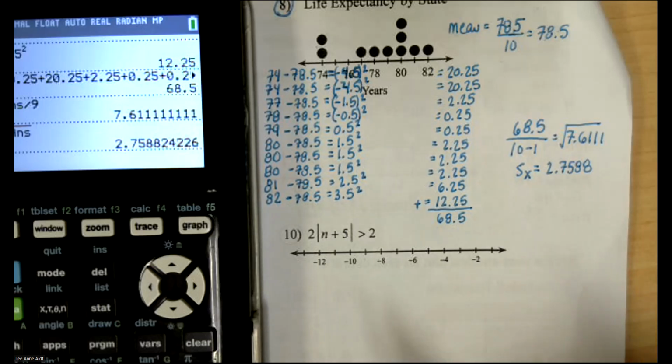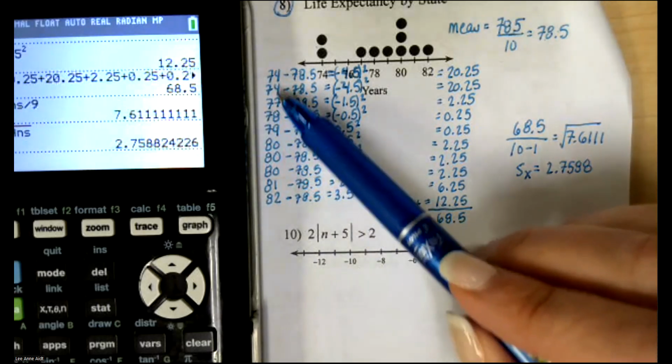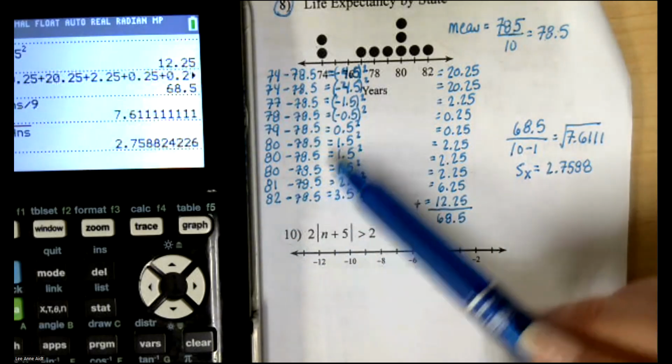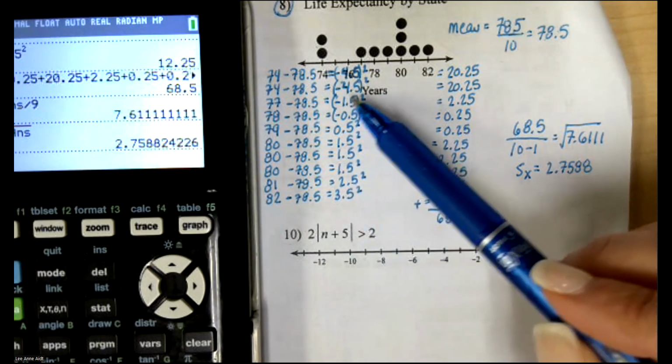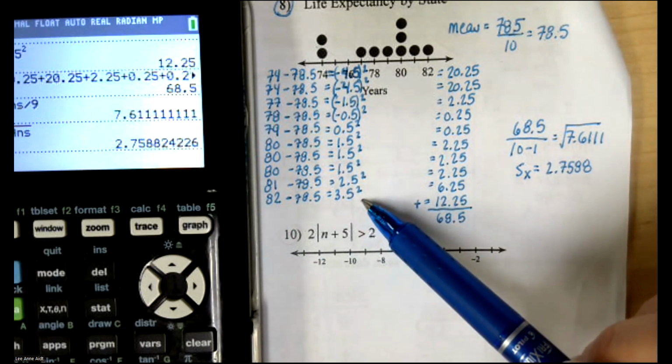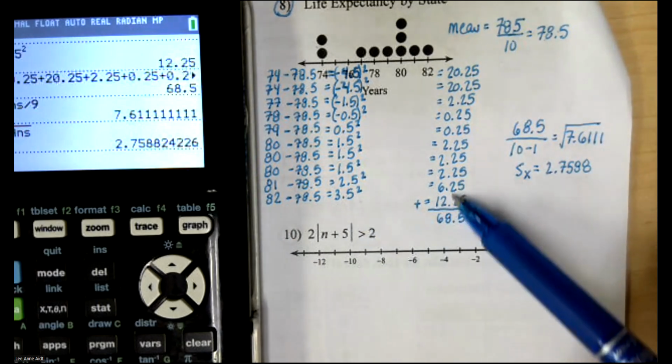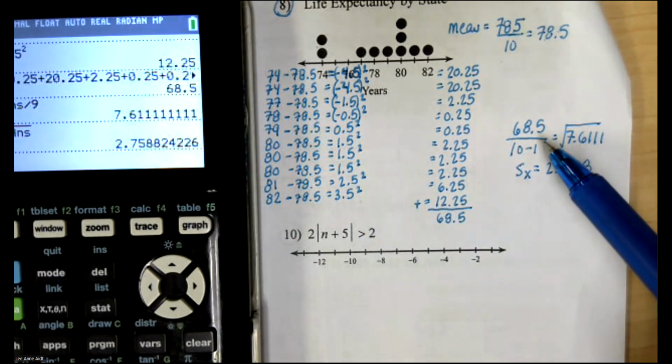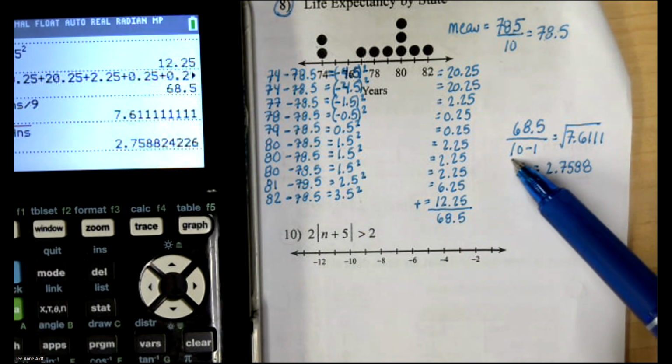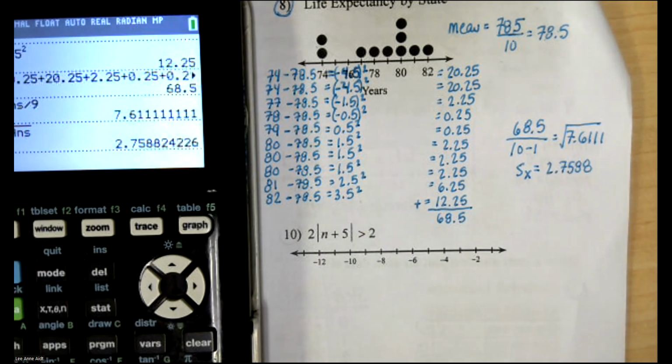Okay, so just reviewing. Step 1, list the numbers in a column. Step 2, subtract the mean. Step 3, square all of the numbers, making them positive. Step 4, add them all together. Step 5, divide by however many there are minus 1. Step 6, square root.